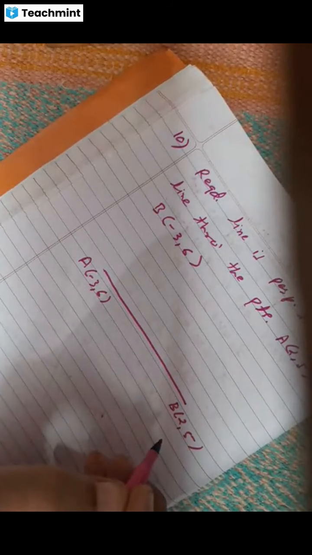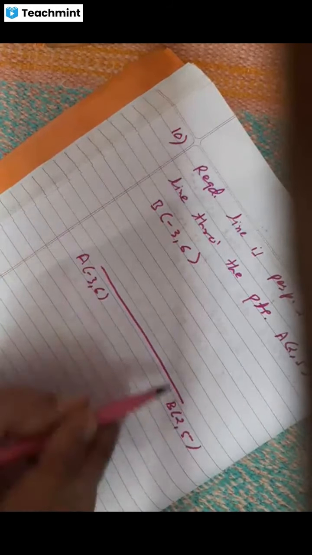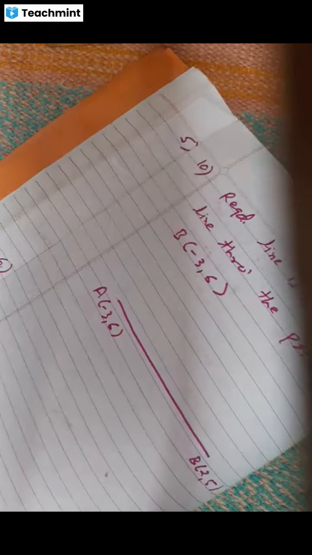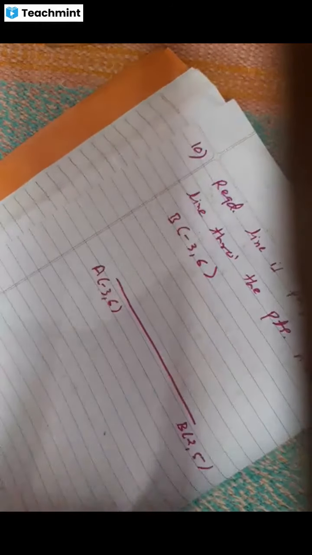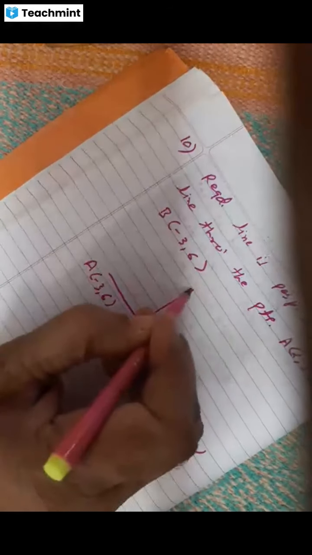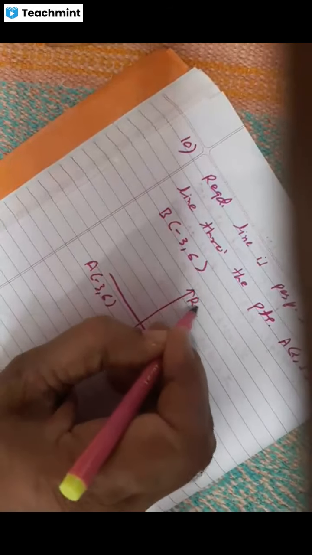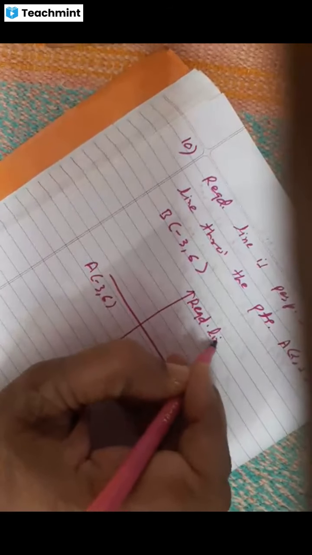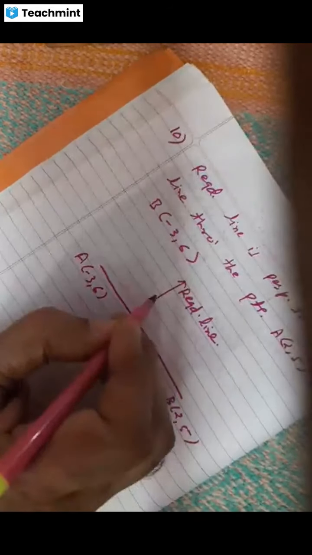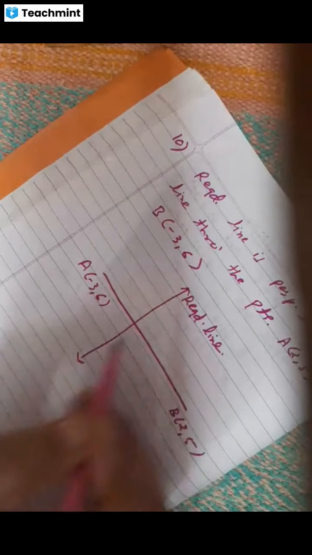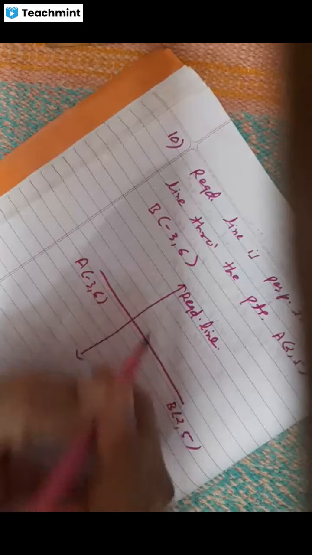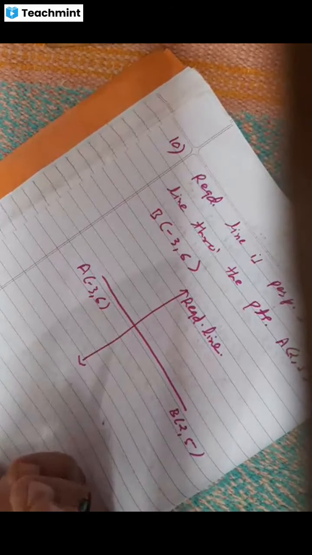Now the required line is what? The required line is perpendicular to this one and passing through what? It is passing through the point minus 3, 5. Now the required line will be like this. This line that I drew is the required line, and it is passing through minus 3, 5, so that point will be anywhere on this line. This is just a rough understanding.